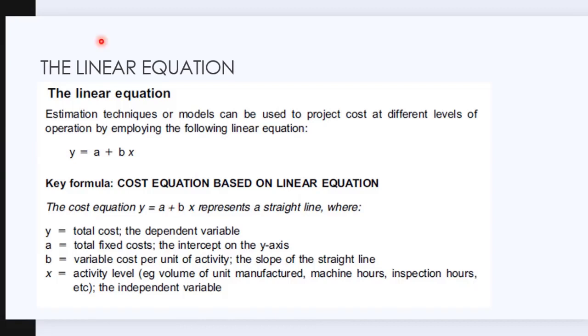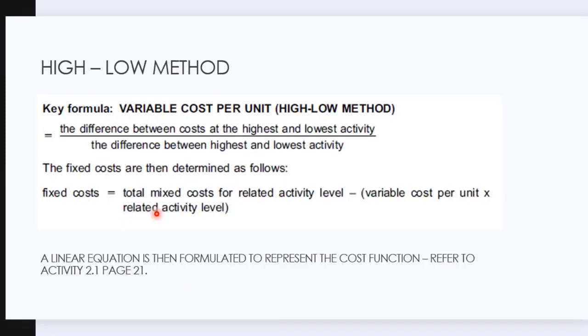This one, it's in your book, so you'll see it. It's a cost equation. It says y is equal to a plus bx. Your y is your total cost. Your a is your fixed cost, and your b is your variable cost, and the x is the activity level. You use this equation normally after you've determined what's variable, then you can work out your fixed. Okay, what do I mean by that?